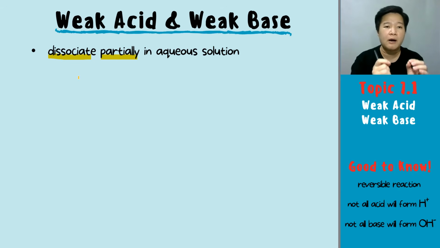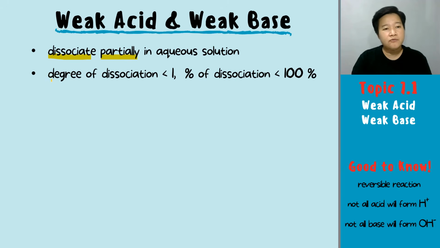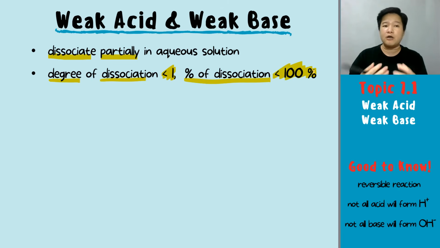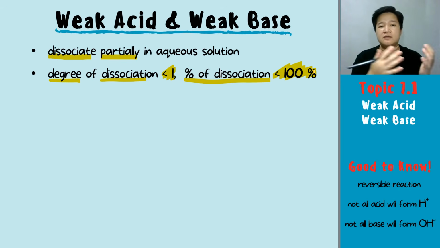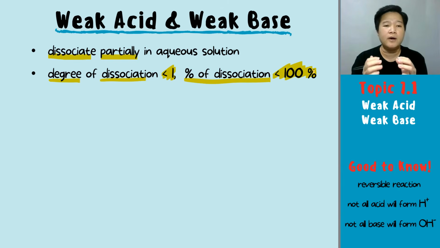Only a small amount of acid will break into H+. Only a small amount of your weak base will form your OH-. That will then result in your degree of dissociation being less than 1. And your percentage of dissociation will also be less than 100% because they only dissociate partially. So we know that they won't finish. Not everything will turn into product. That's why the degree of dissociation won't be 1 and will definitely be less than 1.